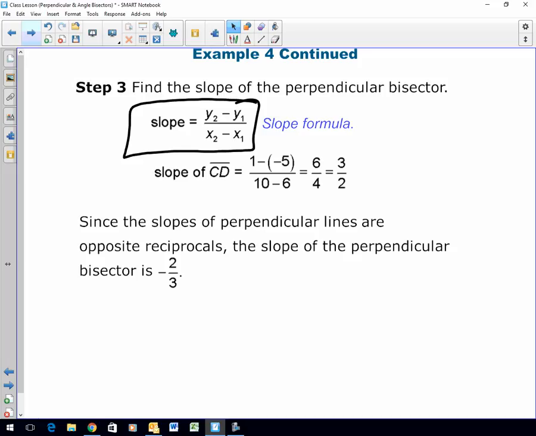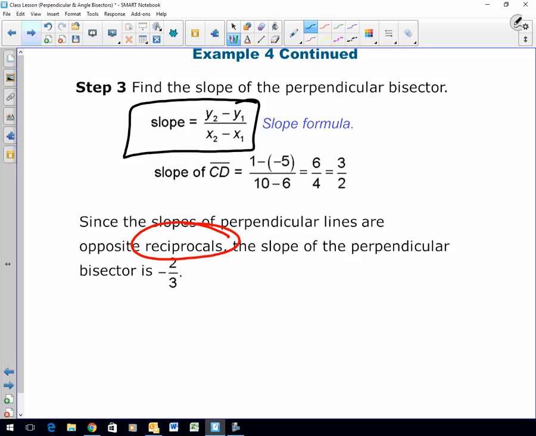Okay. Here is the key part. This is where you can't sleepwalk through it. You cannot sleepwalk through this part. Once I've found the slope, I take the reciprocal of the original slope. Okay? The reciprocal.